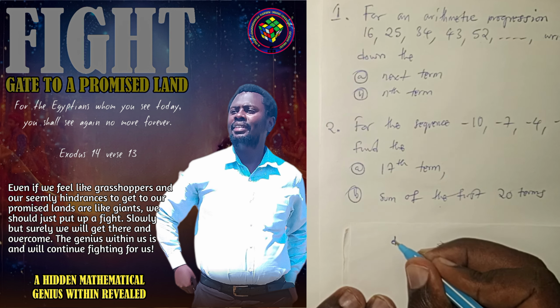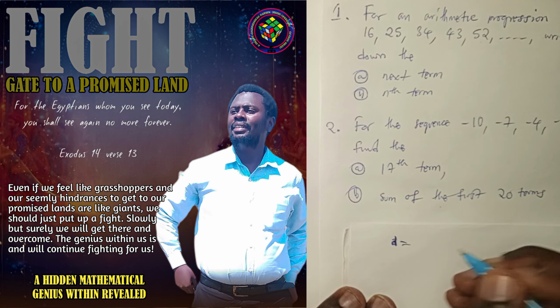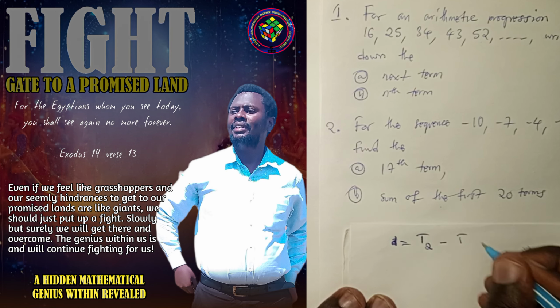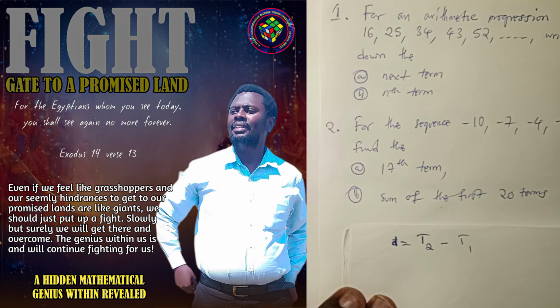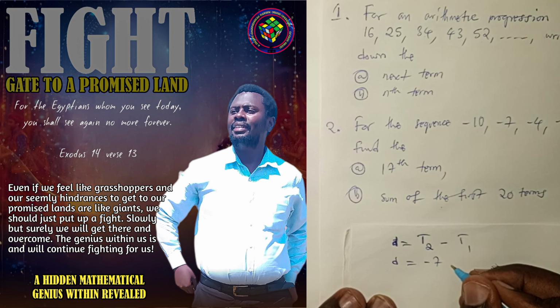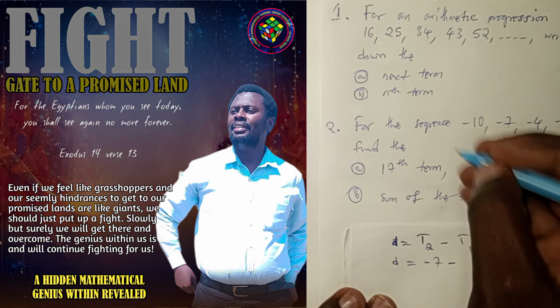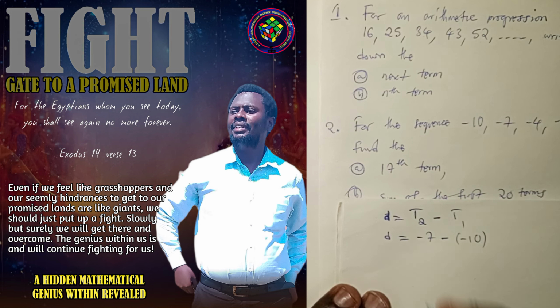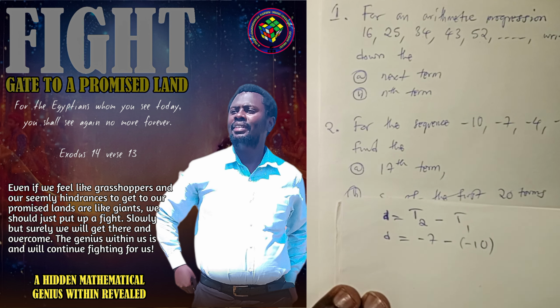So the common difference D is equal to second term minus first term, or third term minus second term. So D is equal to our second term, minus 7, minus our first term, minus 10. So we have D is equal to negative 7 minus negative 10.